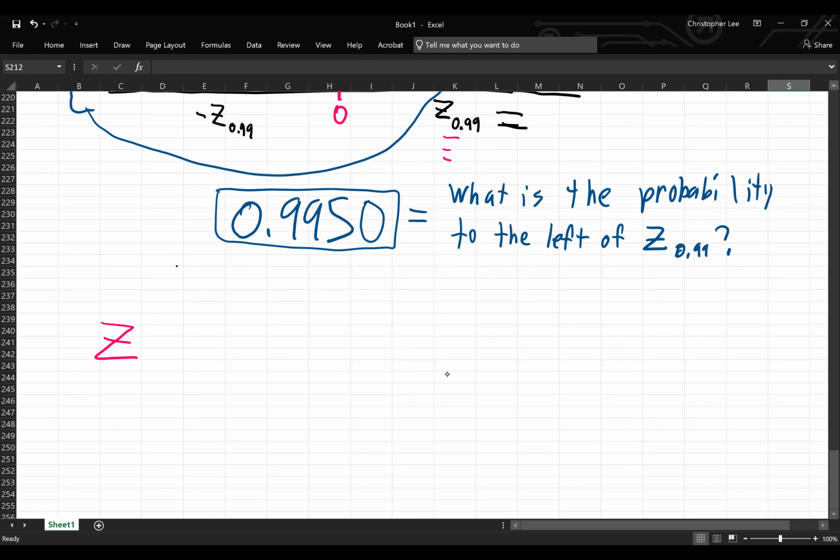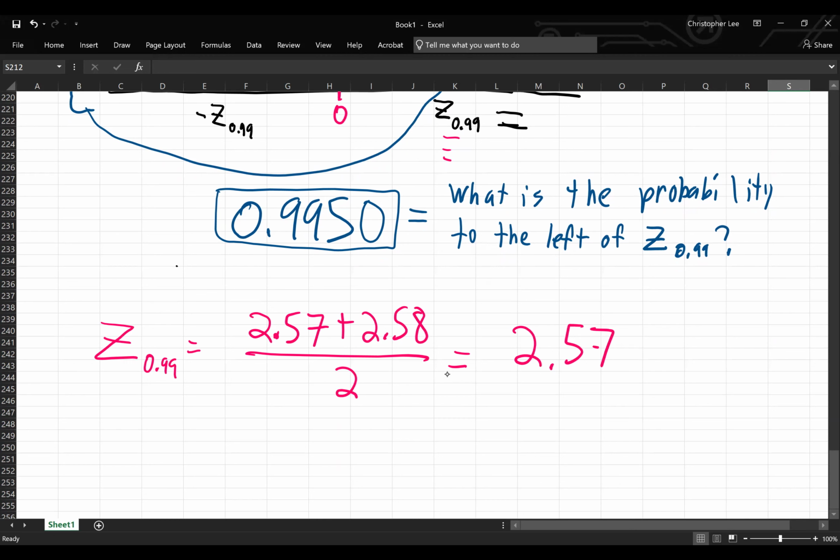So Z for 0.99 is the 2.57 plus the 2.58 divided by 2, which gives me 2.575, something like that. I'm just guessing. You've all got calculators. Why did you put divided by 2? Is there a reason? Because it's in the middle. I want 0.9950 and I found 49 and 500.